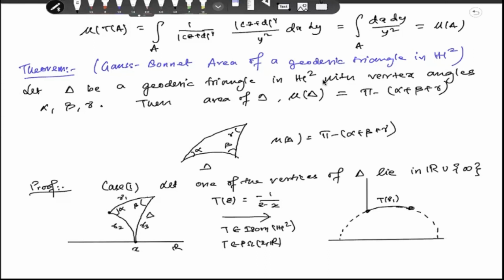And T of gamma 3, again, is a vertical line. So this is my T of gamma 2 and this is T of gamma 3. This angle will be my alpha, and this angle will be my beta. Suppose the center of this semicircle is A.